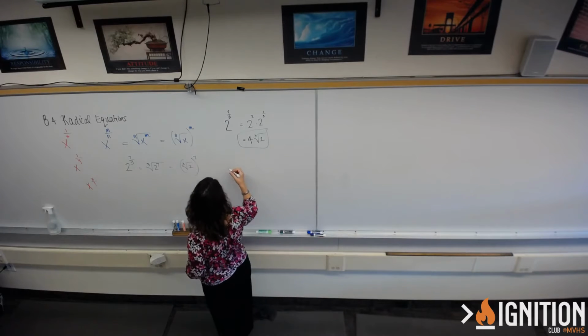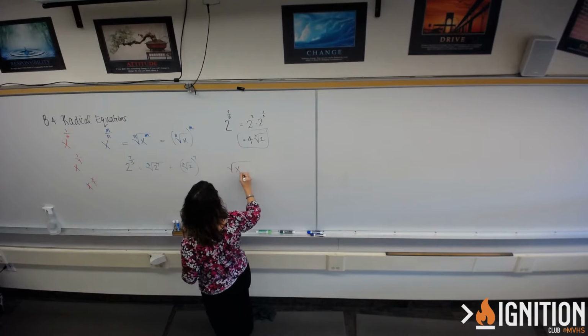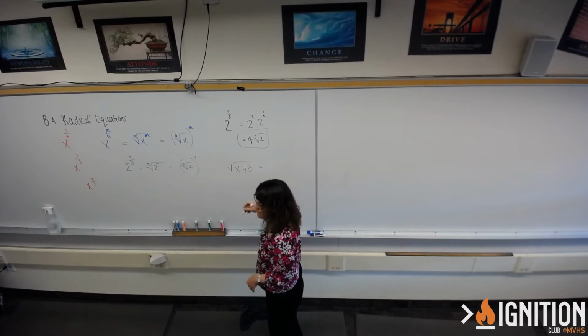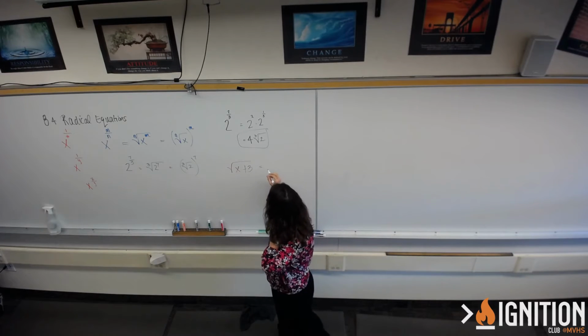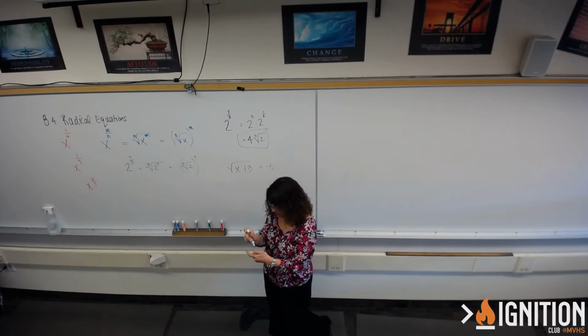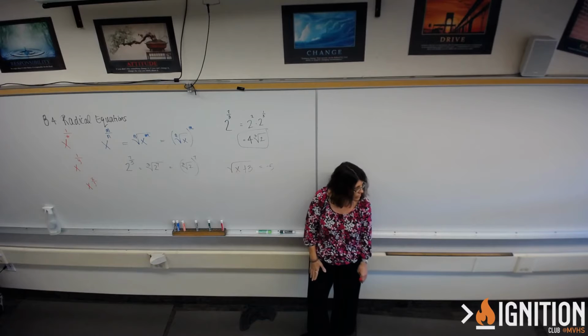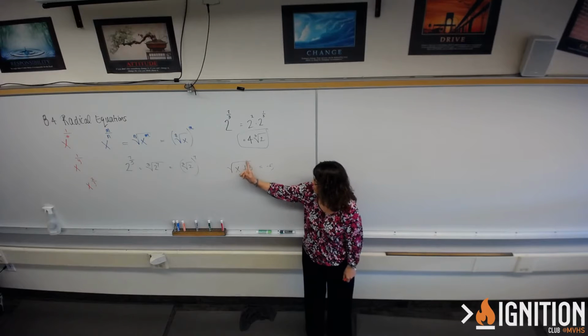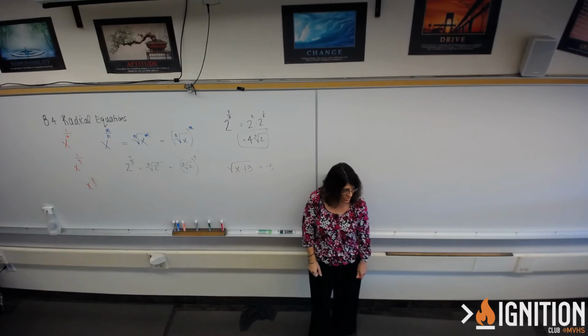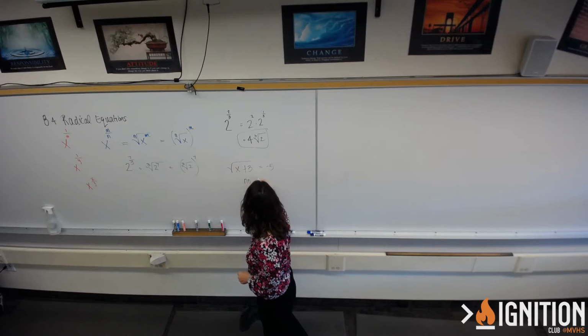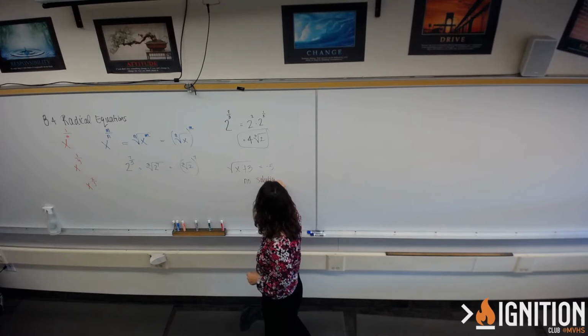So if I ask you to solve the square root of x plus 3 equals, how about -5? How do you solve the square root of x plus 3 equals -5? No solution. That's a trick question. How do you square root a number and get a negative? You don't. You do not square root a number and get a negative. No solution.